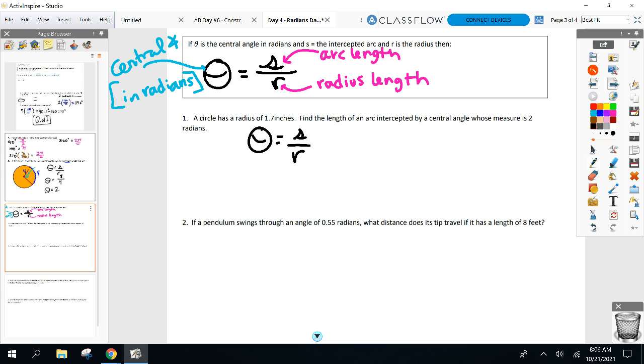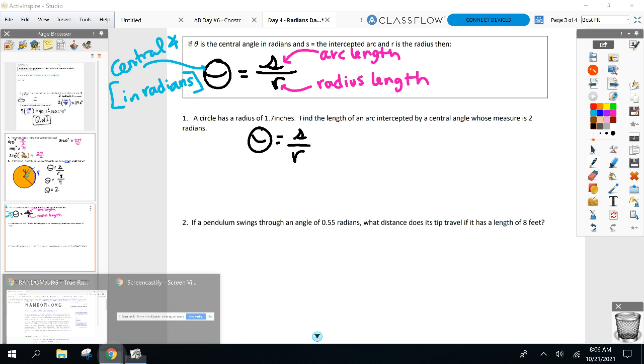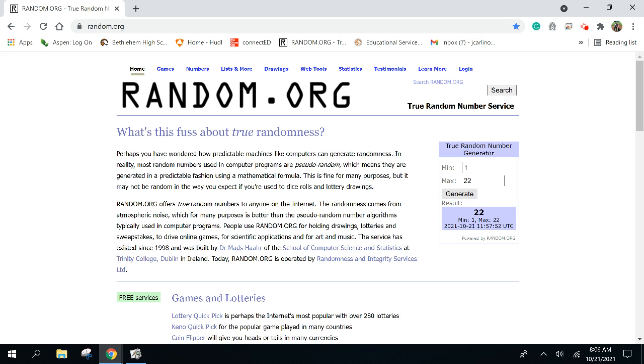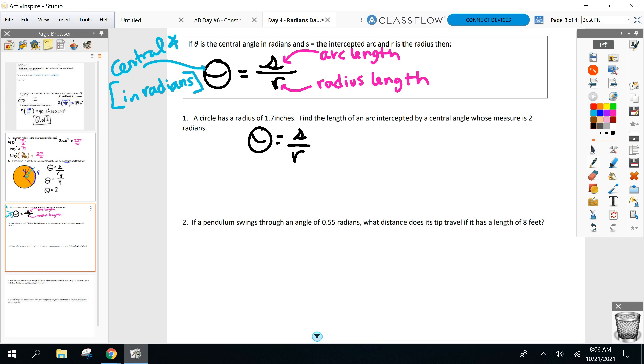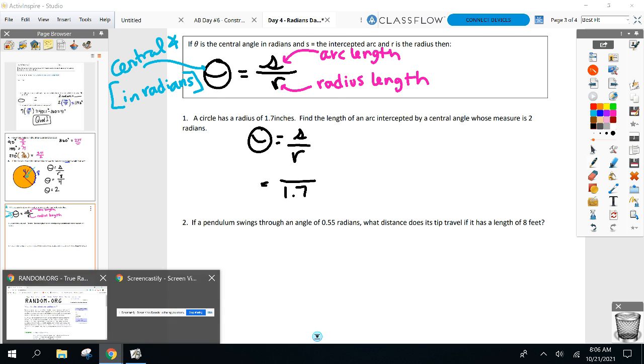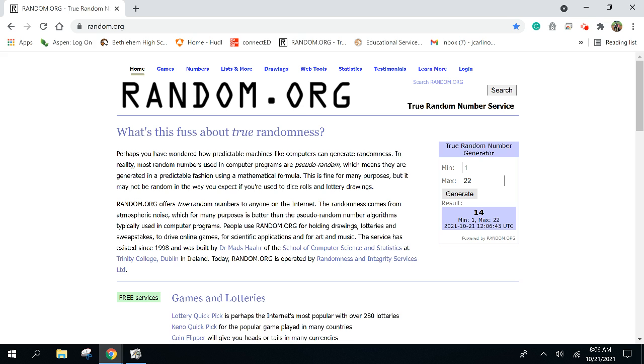Let's start with the 1.7. Let me call on somebody here. 1.7. Where's that getting plugged into my formula? Sarah? Yeah, it's going to get plugged in for R. Good job. R, 1.7. Where's the 2 radians going to get plugged in for? The angle is 2 radians. What's that going to get plugged in for?